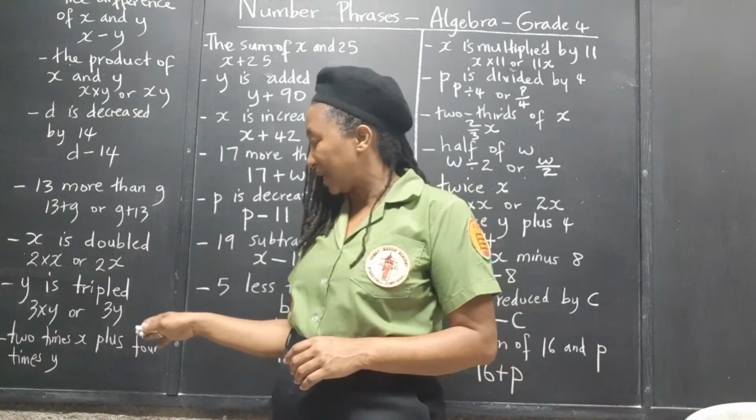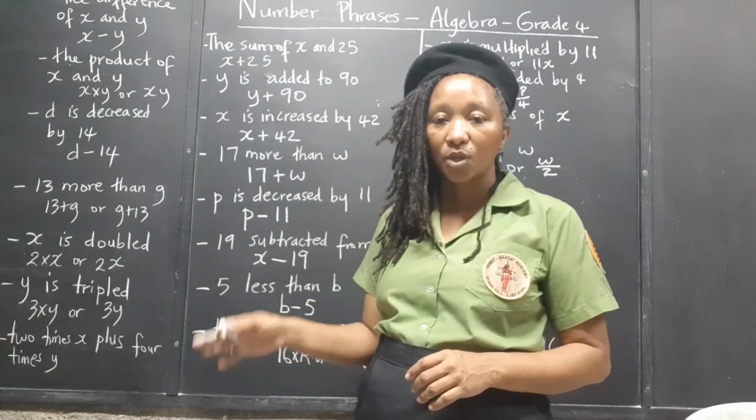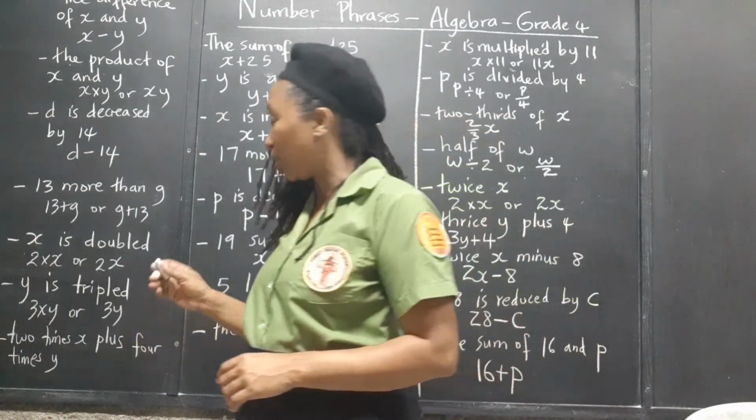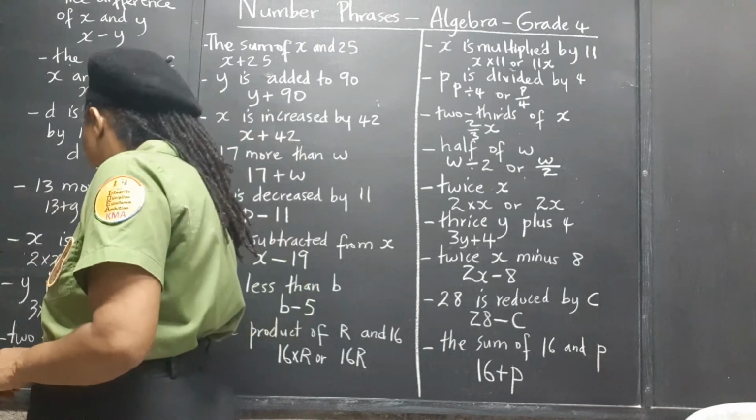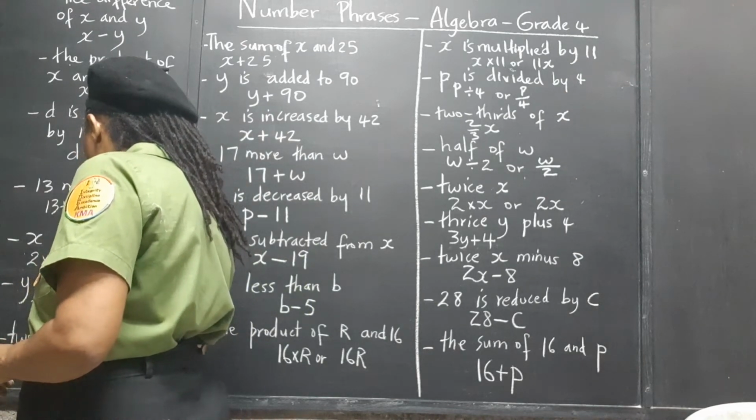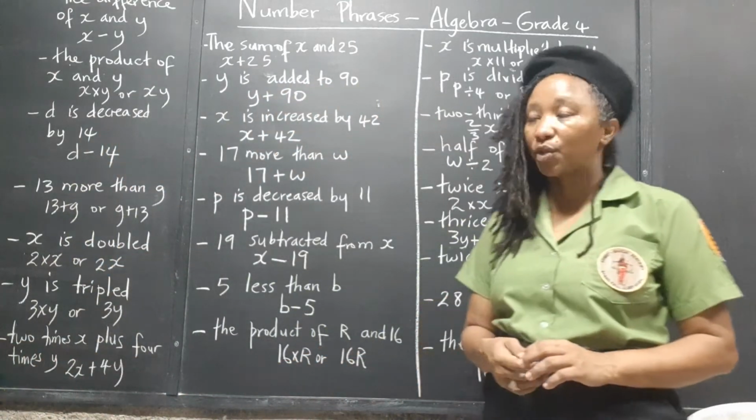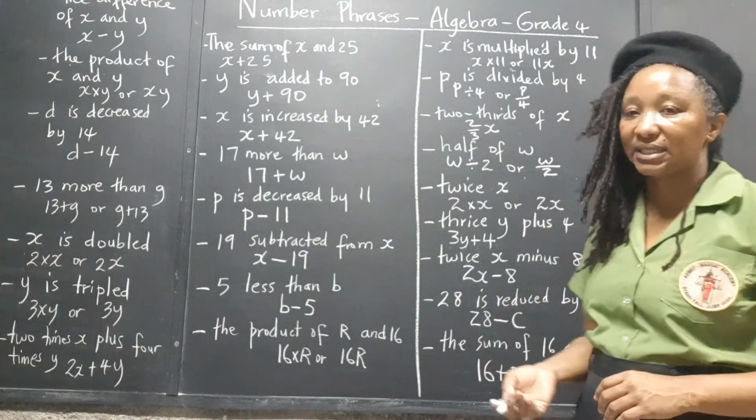2 times x plus 4 times y. So that's 2x plus 4y. Right? So those are our number phrases.